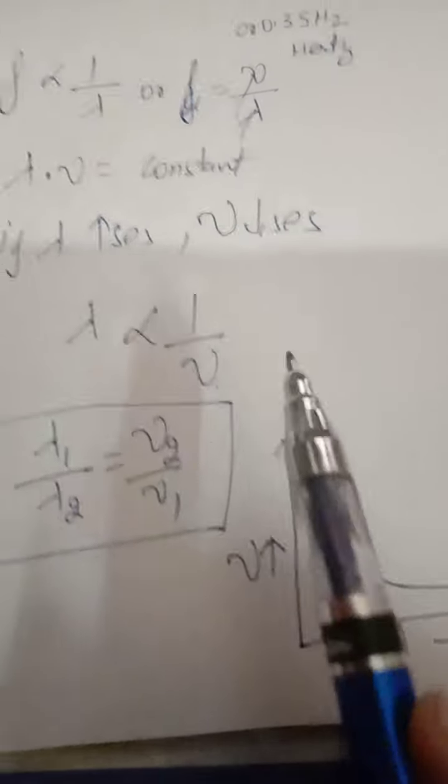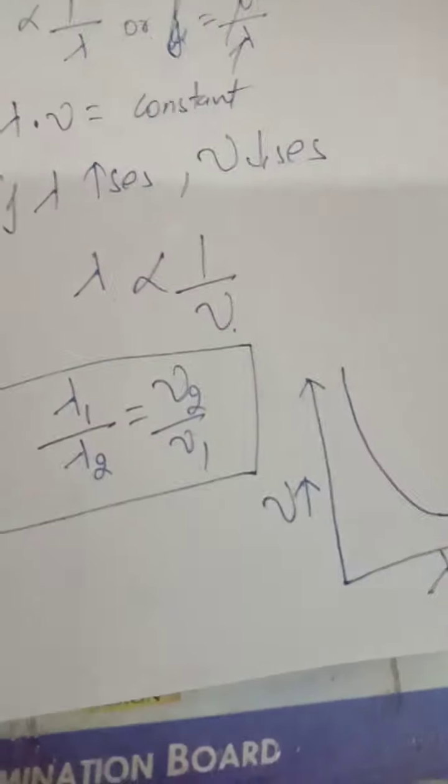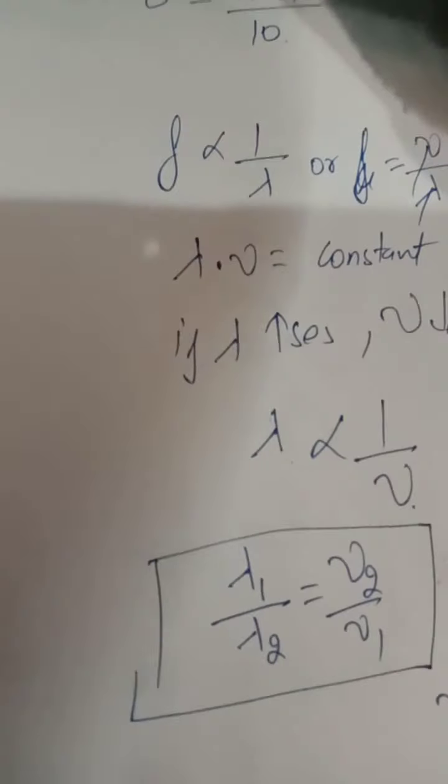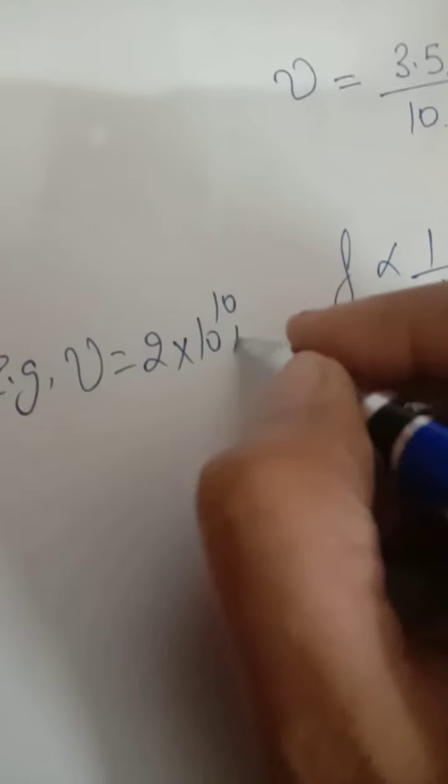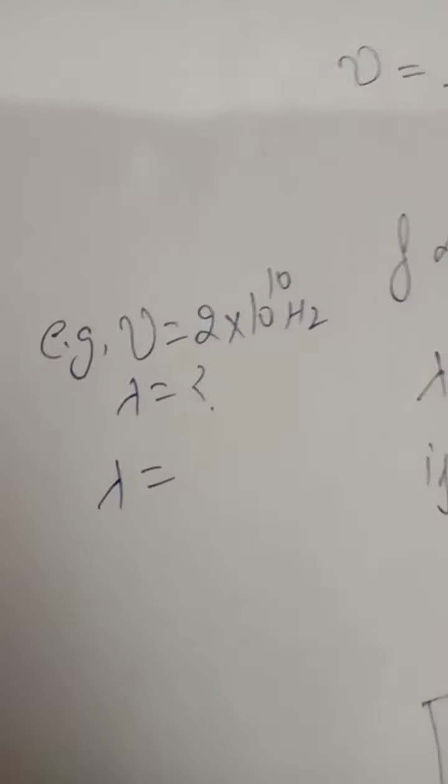And if you know frequency, you can find out lambda, and if you know lambda, you can easily find out its frequency from this relationship. For example, if a frequency is given to you, that is nu equal to 2 into 10 raised to power 10 hertz, or cycles per second, and you have to find out lambda.